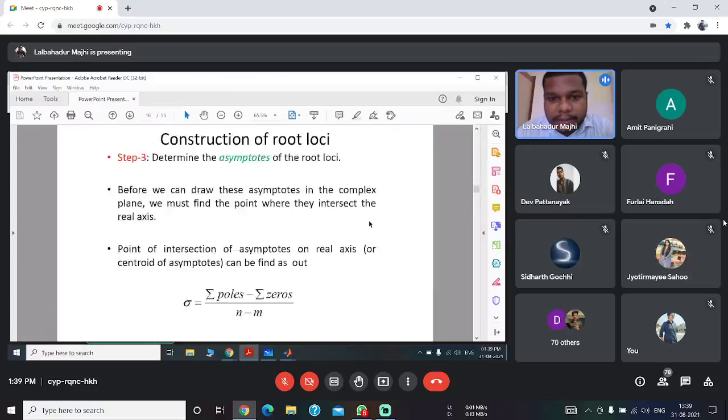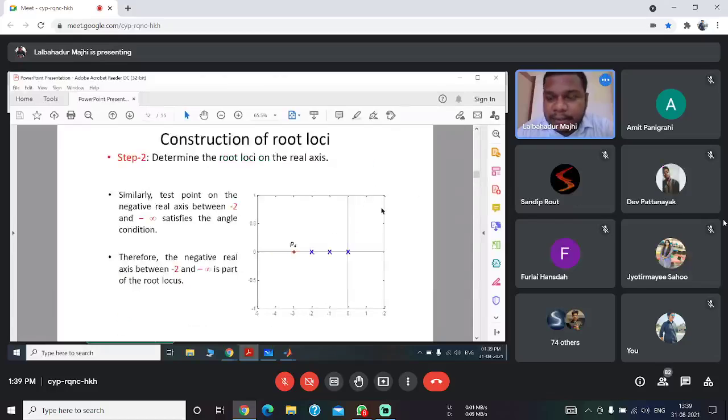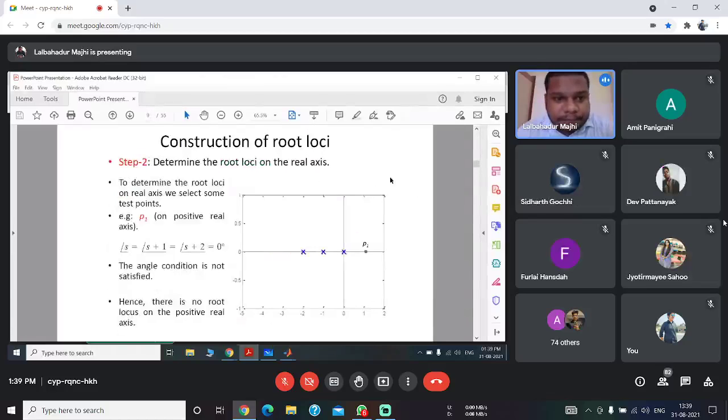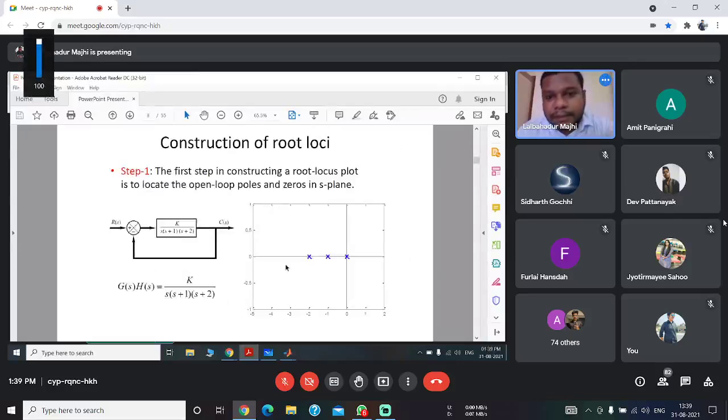I am just repeating the rules again. I will not explain it. So first step is to locate the open loop poles and zeros, because the root locus will start from open loop poles and it will terminate on either open loop zero or infinity. So that is why first we have to identify or locate the open loop poles and zeros in the S plane.